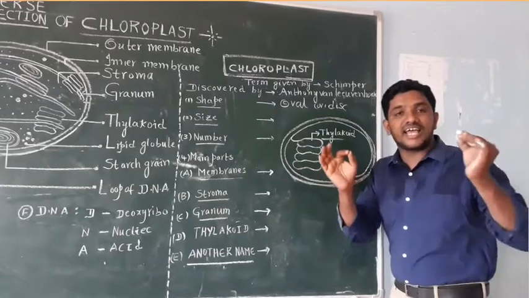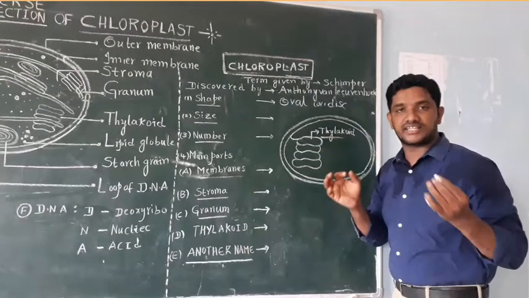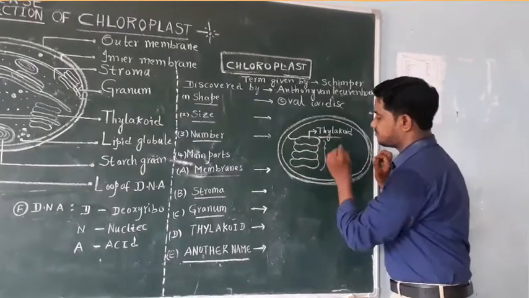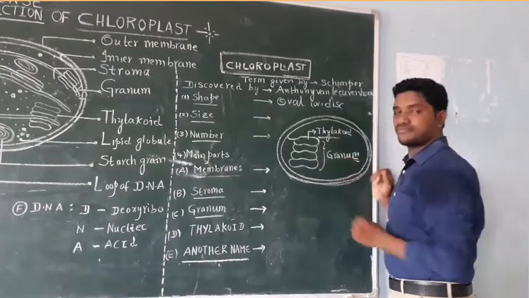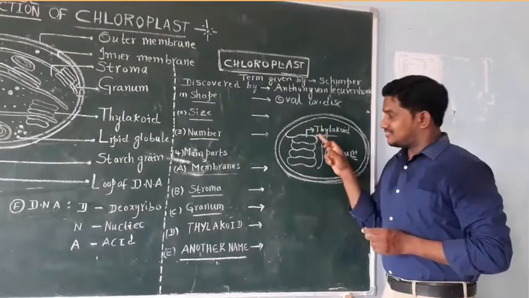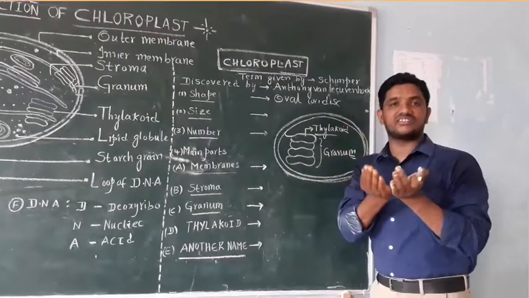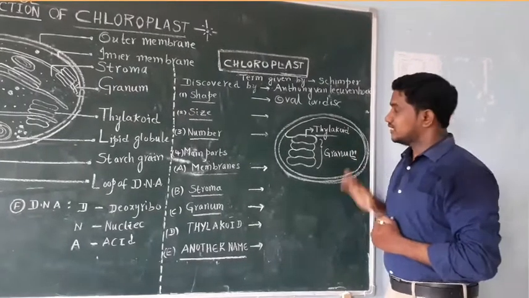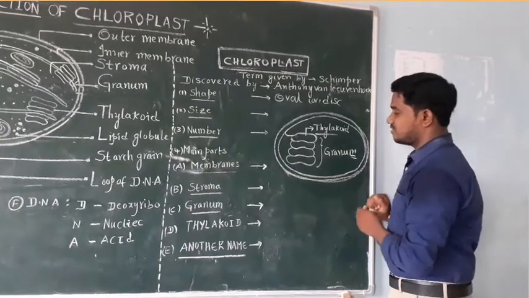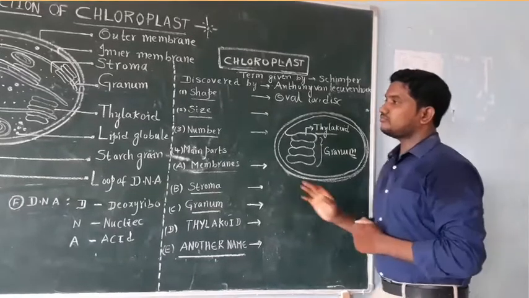These stacked sac-like structures are called granum. These are the parts. Next one.